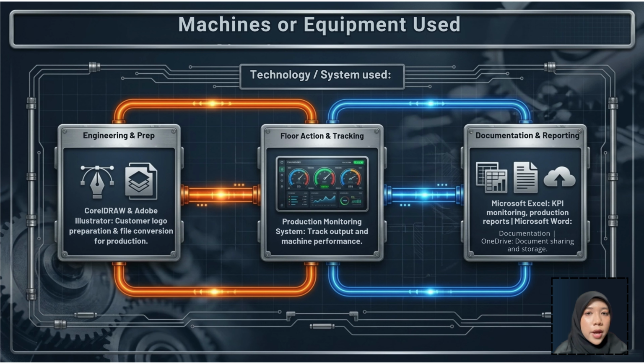Besides that, CorelDRAW and Adobe Illustrator are important tools because Mrs. Rahaiza uses them to prepare customer logo designs and convert files into formats that can be accepted by production machines, especially for laser processes. The production monitoring system is also used to track production output, machine performance, and achievement of production targets.